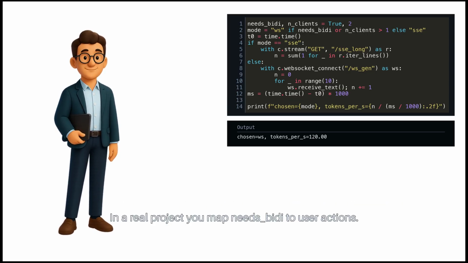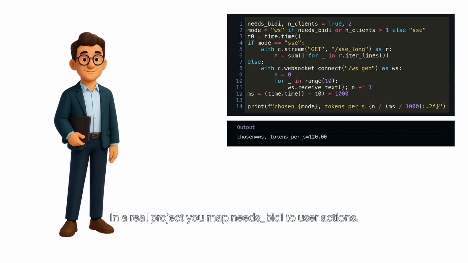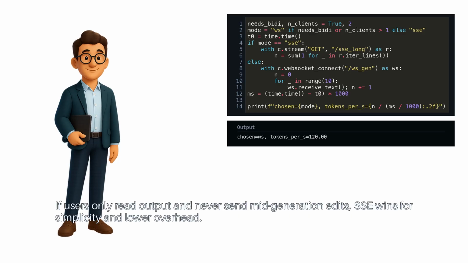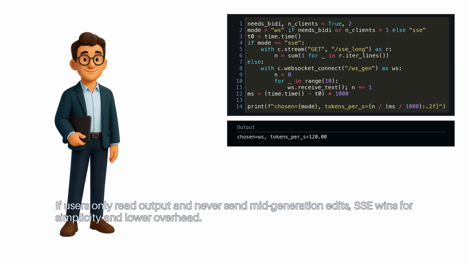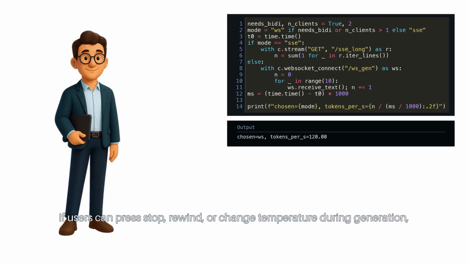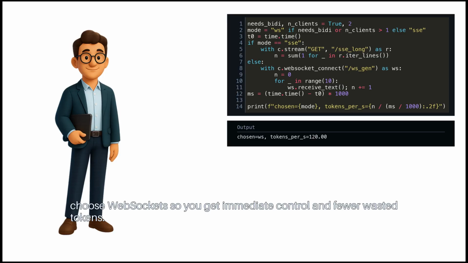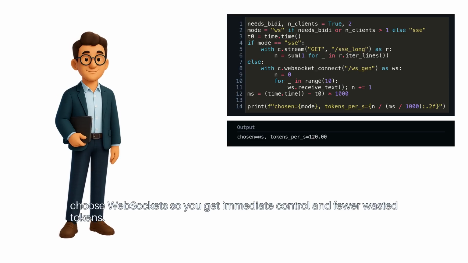In a real project, map needs_bidi to user actions. If users only read output and never send mid-generation edits, SSE wins for simplicity and lower overhead. If users can press stop, rewind, or change temperature during generation, choose WebSockets so you get immediate control and fewer wasted tokens.